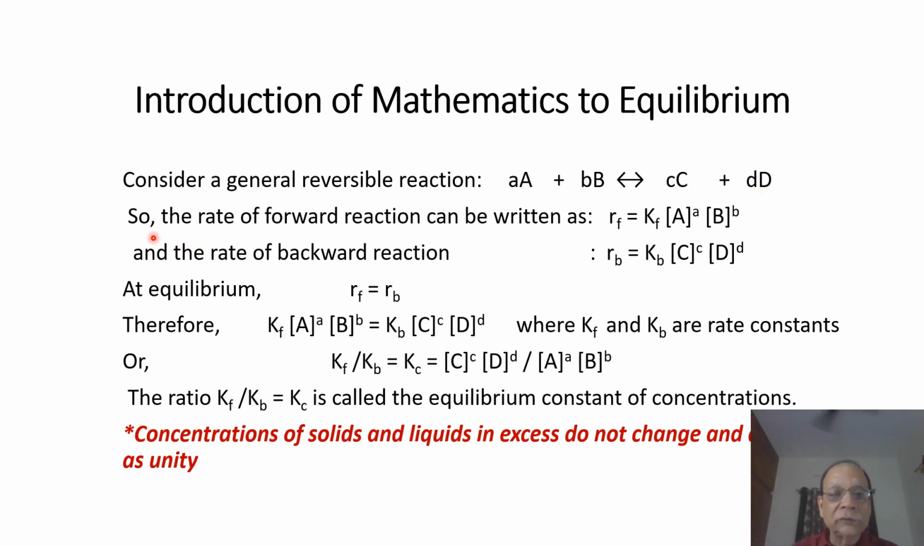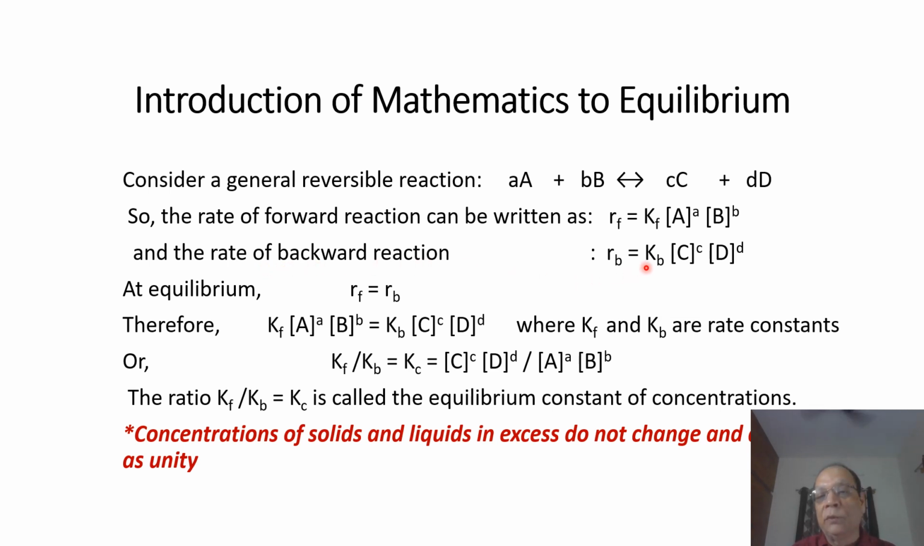So the rate of forward reaction can be written as Rf, rate of forward reaction, equals Kf, which is the rate constant for the forward reaction, into concentration of A raised to the power a and concentration of B raised to the power b. And the same applies to the rate of backward reaction.